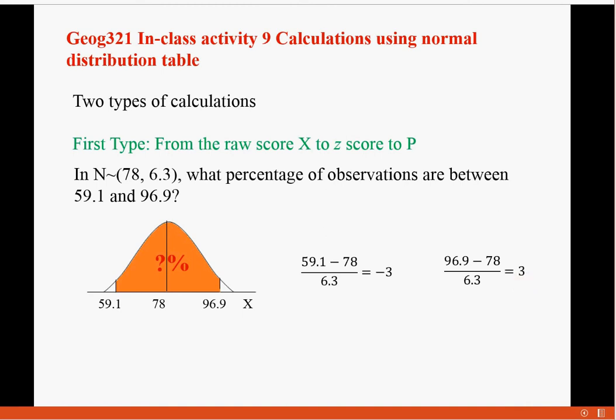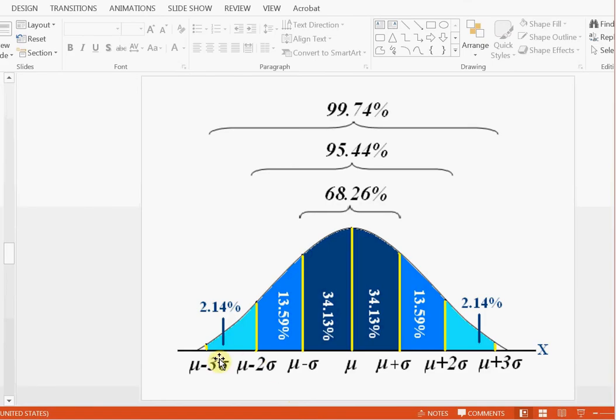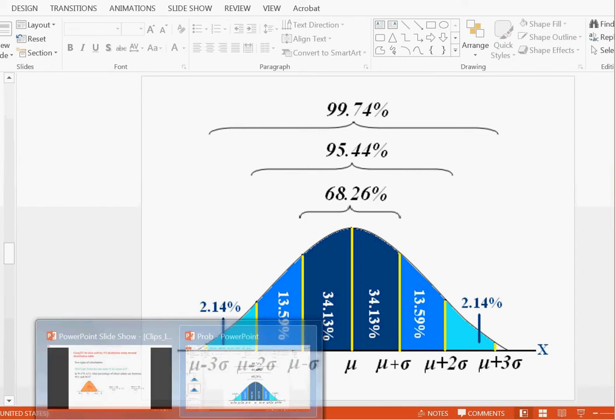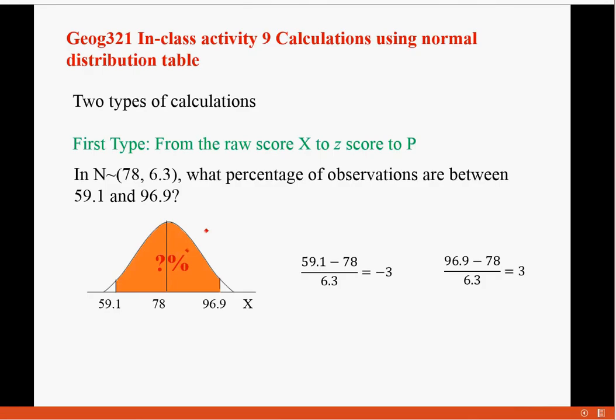Given these two pieces of information, 3 standard deviations below the mean and above the mean, we go to the chart. 3 standard deviations below the mean and above the mean corresponds to a percentage of 99.74%. So that gives us the answer. So we know that 99.74% of cases are bound between 59.1 and 96.9.